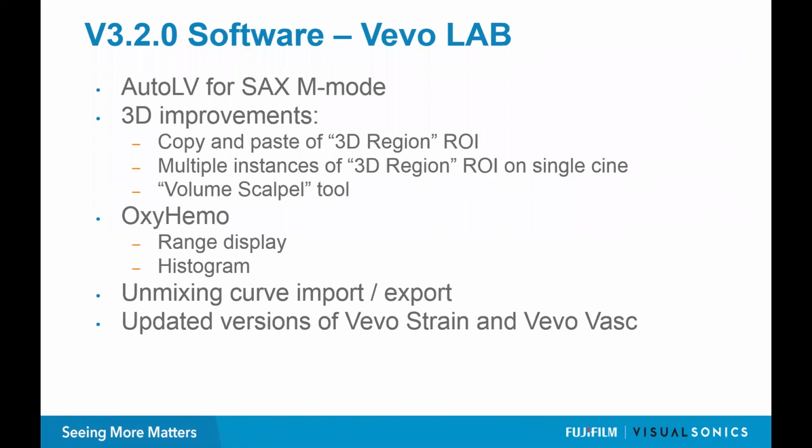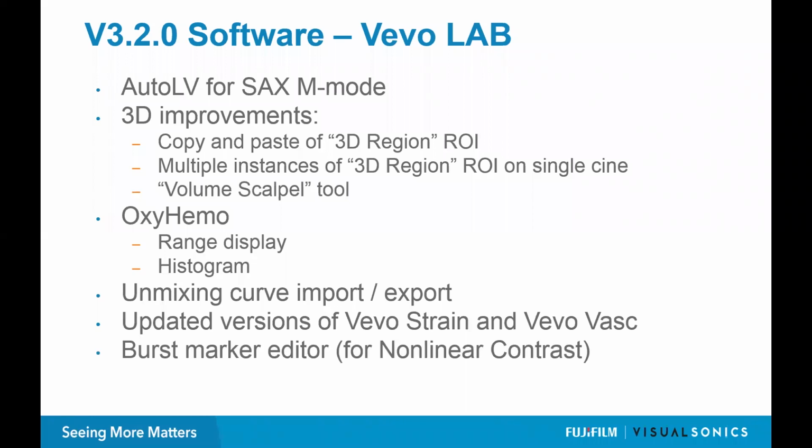We mentioned the unmixing curve import and export. Within this release of Vevo LAB, this is the 3.2 release, there are updated versions of the Vevo Strain and Vevo VASC analysis tools. Not a huge set of changes there in terms of capabilities or user interface, but more refinements to the user interface and the user experience, and some changes to improve the stability, the speed and the flexibility of those pieces of software. So these are Vevo Strain and Vevo VASC. The tools are held within Vevo LAB, and they run within Vevo LAB. Again, there are some changes in there to just improve the user experience.